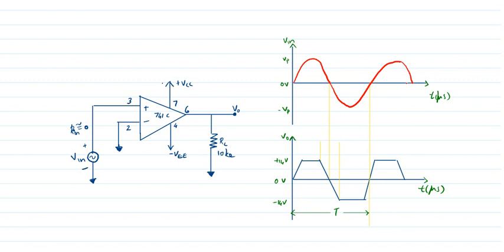I have drawn the output as plus 14 volt and minus 14 volt. That is, the peak-to-peak voltage will be almost 28 volt. So we will get 28 volt in this output voltage that is drawn here.